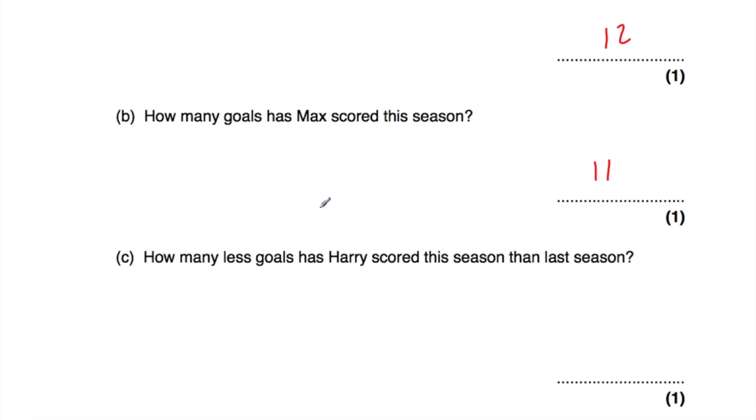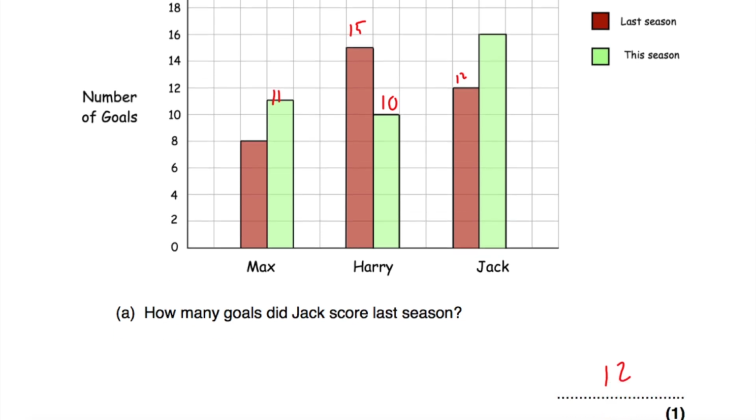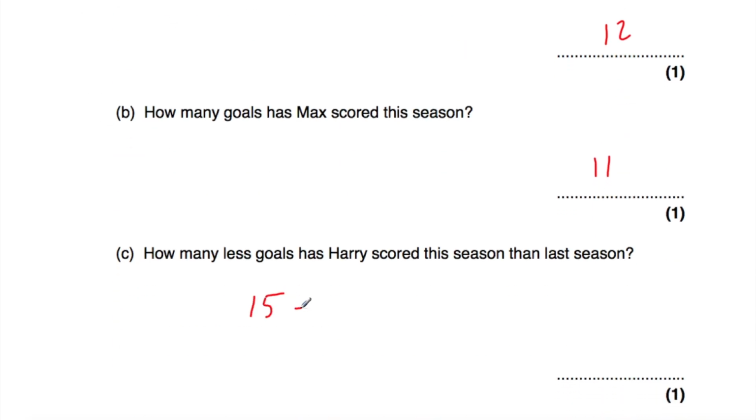Part C says how many less goals has Harry scored this season than last season? So Harry scored less goals this season than last season. We need to see how many less he has scored. So let's have a look at Harry. Last season he scored 15 goals, between 14 and 16, that's 15 goals. This season he scored 10 goals. So you can see he scored 5 less goals. Let's write down our method: 15 take away 10 is equal to 5. So he scored 5 less goals this season than last season.